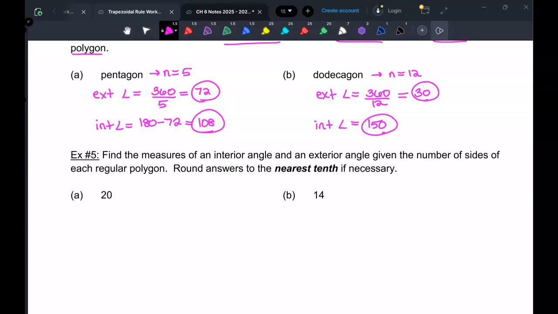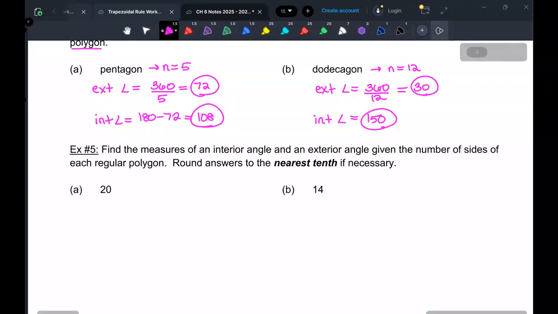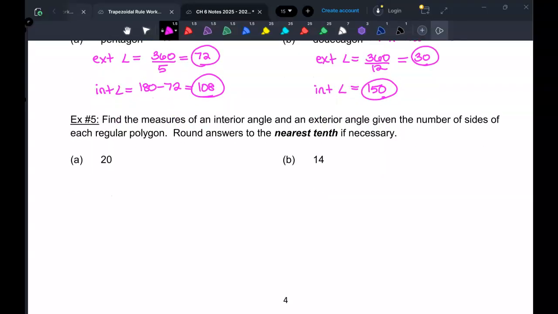Okay, find the measures of an interior angle and an exterior angle given the number of sides. So these numbers here, this is n. I would probably do the same thing. So exterior angle I would do first. 360 divided by 20 gives us 18. And then the interior angle, 180 minus 18, 162.